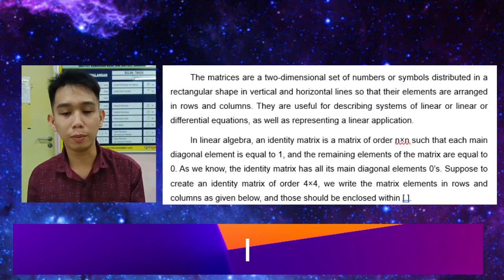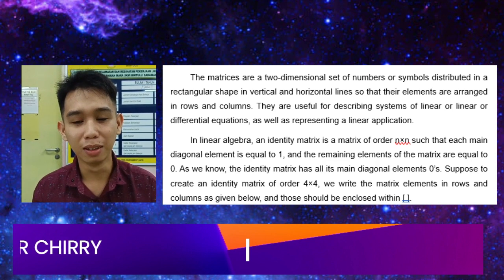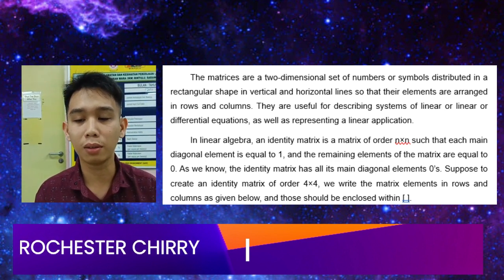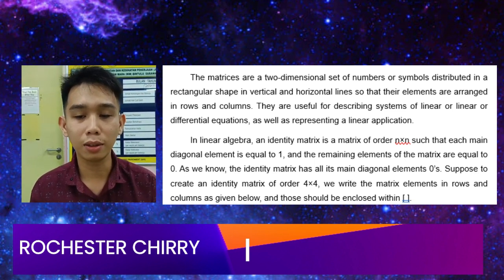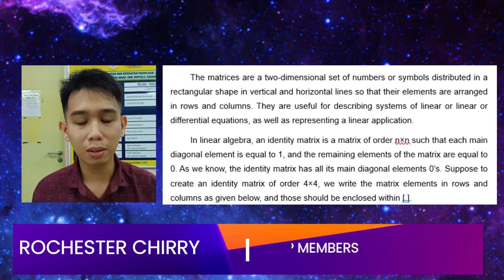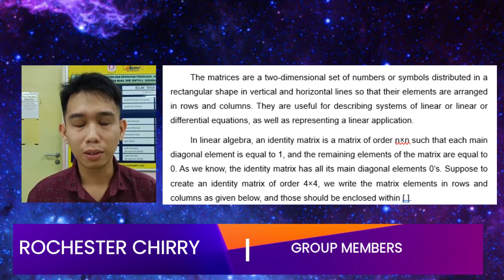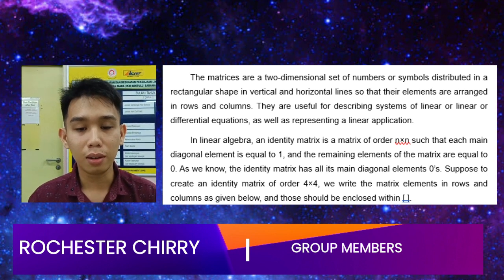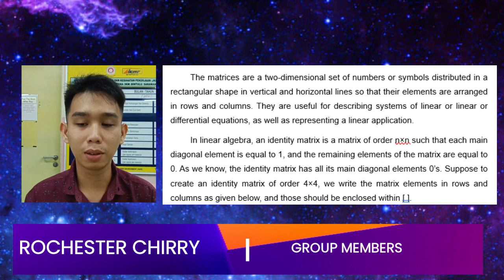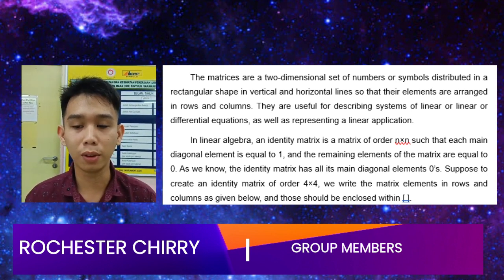Introduction: a matrix is a rectangular arrangement of numbers divided into vertical and horizontal lines of elements, in rows and columns. They are useful for solving systems of linear differential equations as well as representing linear applications. In linear algebra, an identity matrix is a matrix of order n times n in which the main diagonal elements are equal to 1 and the remaining elements of the matrix are equal to 0.